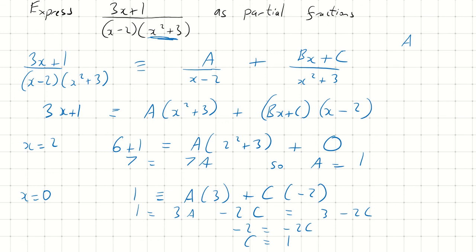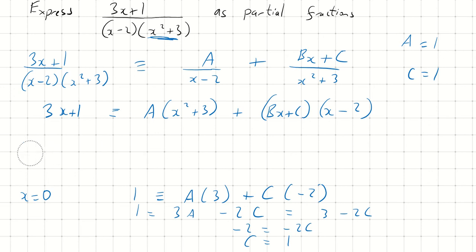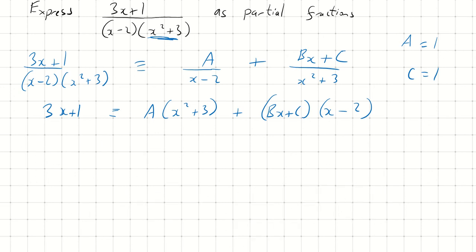Great, so we've worked out a equals 1 and c equals 1, and I've written those at the top. Now we need to try to find b. So I'll free some space up. Again, the same idea: to find b, we're just going to substitute a value of x that we haven't tried before. Choose a simple value of x, so let's try x equals 1. If x is 1, the left-hand side becomes 3 plus 4, and we get a times 1 squared plus 3, plus b times 1, so it's just b, plus c, times 1 minus 2.